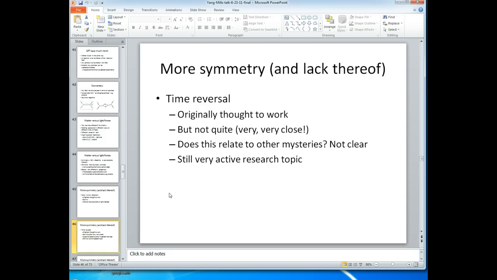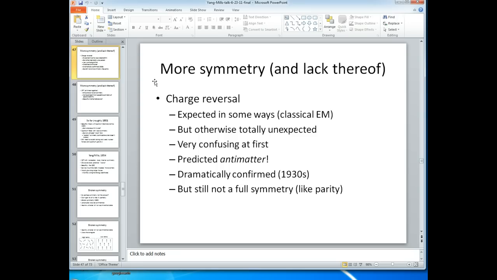But it turns out, again, not quite. Now, this one's very, very close to working. And this one might relate to some of these other mysteries. It might relate to things like the composition of matter in the universe. It's still a very active research topic. And one reason is that it relates to the next one, which is charge reversal. So in classical electrodynamics, electricity and magnetism, you can look at the equations and say, if I had a bunch of negative charges, they're going to behave in a certain way. And if I flip all the charges, they're just going to behave in exactly the same way.